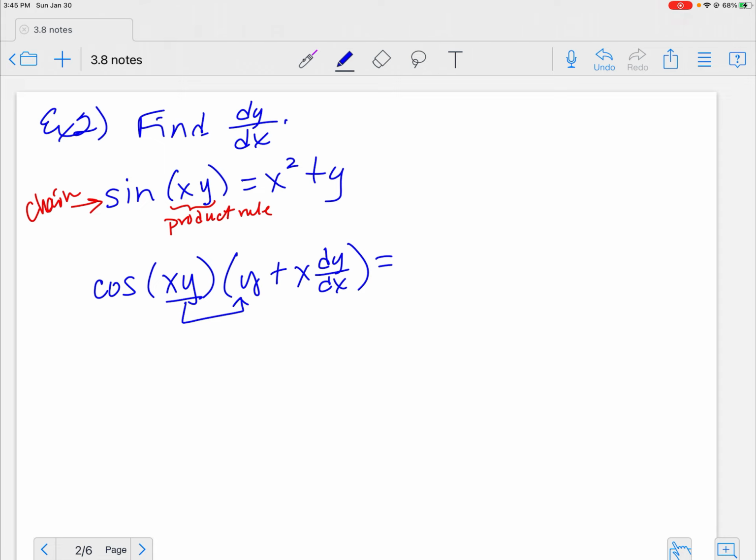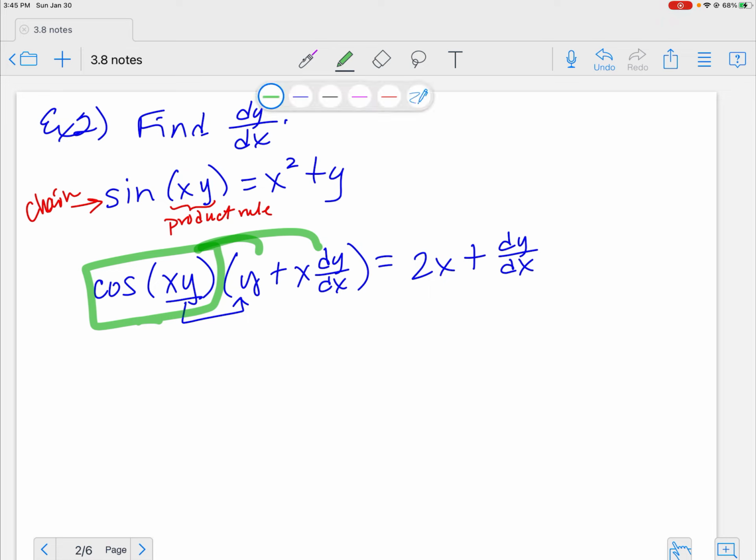Equals, then the derivative of the other side: x squared here is just going to give me a 2x plus, and then y again will be that dy dx, because it's the derivative of y with respect to x. All right. Now, my ultimate goal is to get this dy dx by itself, right? Well, I can't mess with that while it's inside these parentheses. So I'm going to need to take this cosine of xy and distribute it, so I can get that dy dx out of those parentheses.